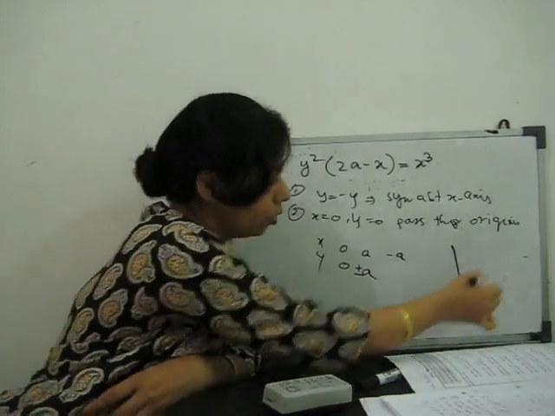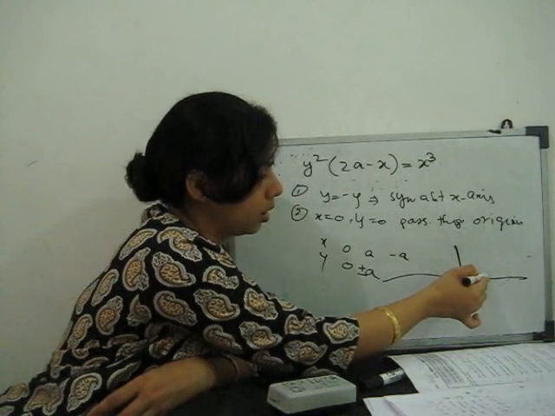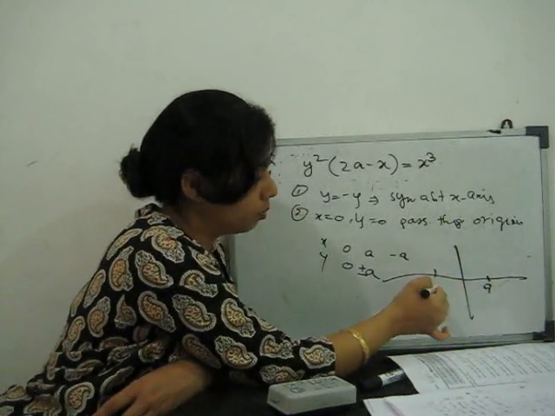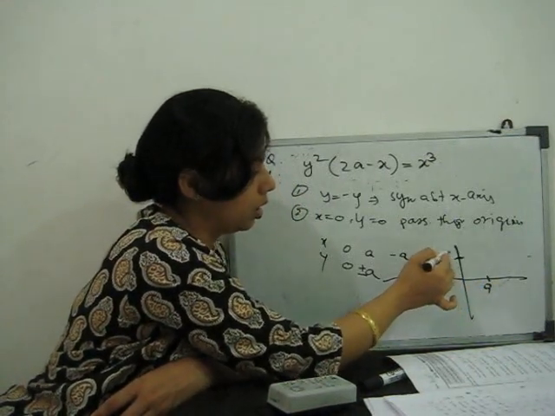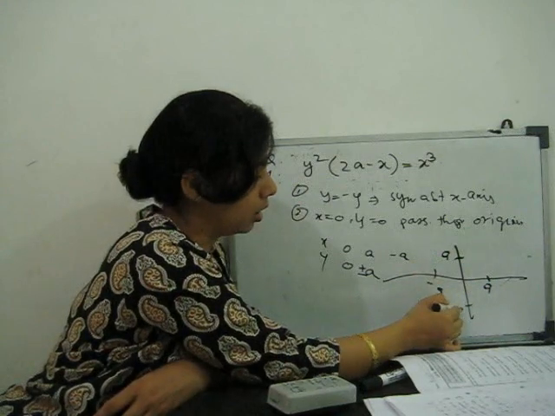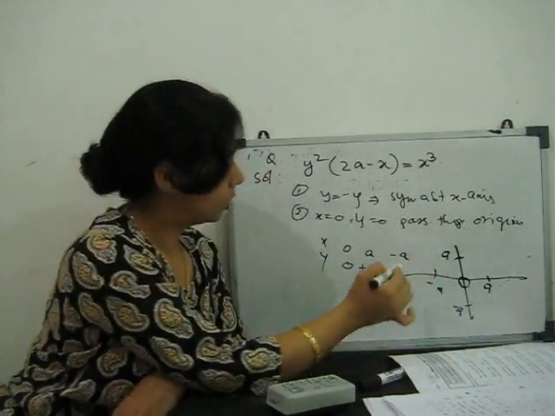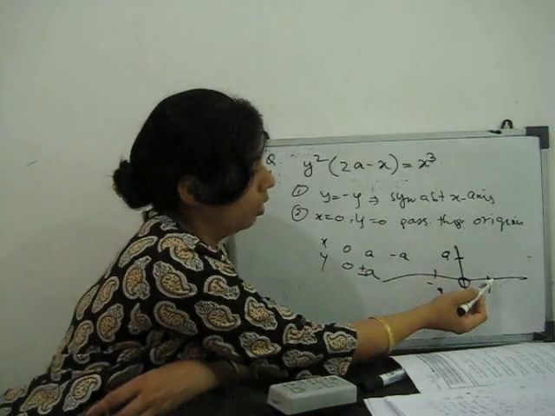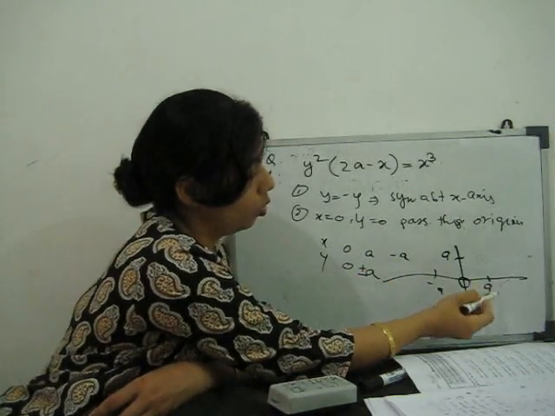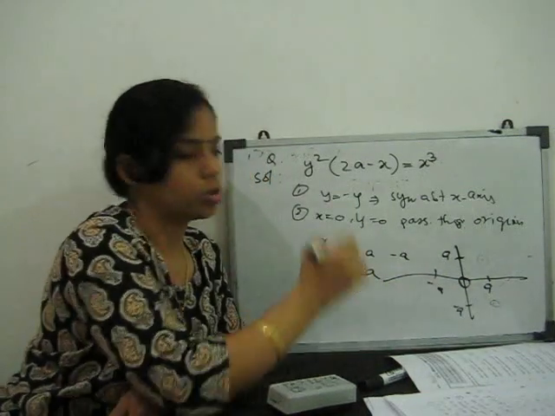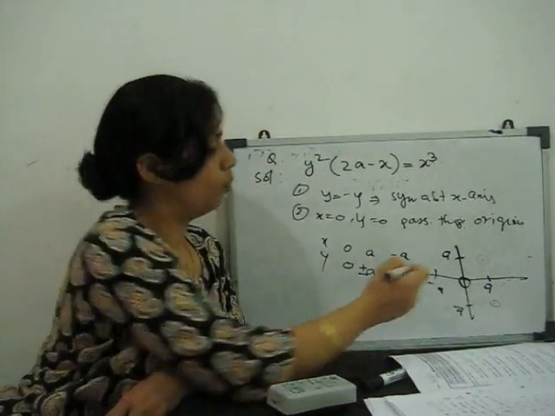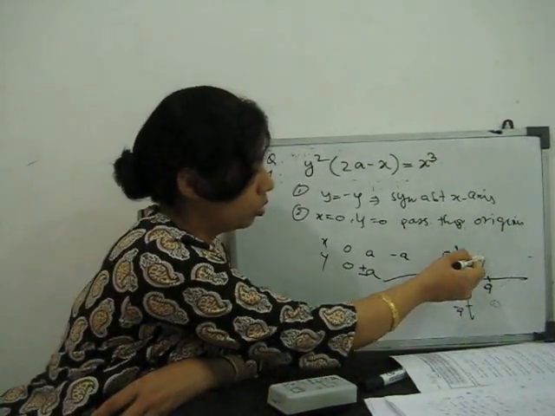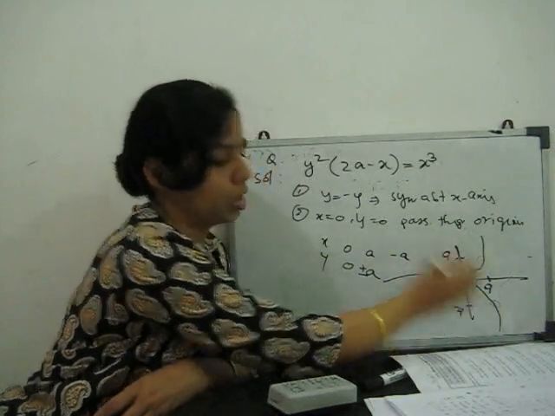Clear? So when you trace these points, this is a, this is minus a, this is a, this is minus a. 0, 0 is a point of this curve. At 0, 0, at x is equal to a, y is plus a also, and y is minus a also. Clear? So this goes like this.